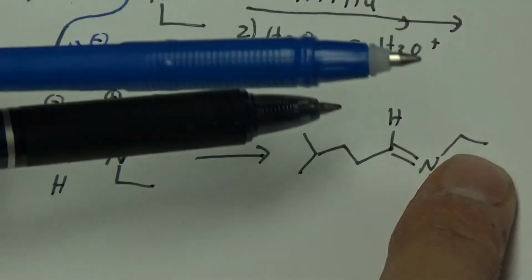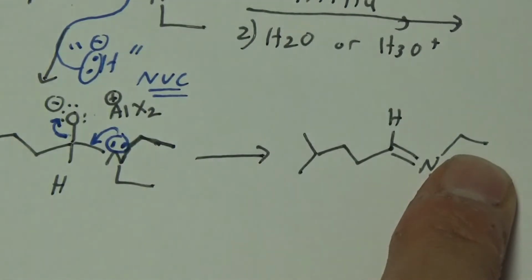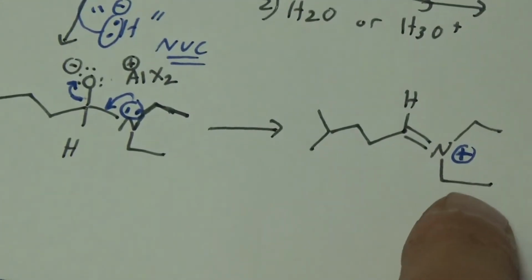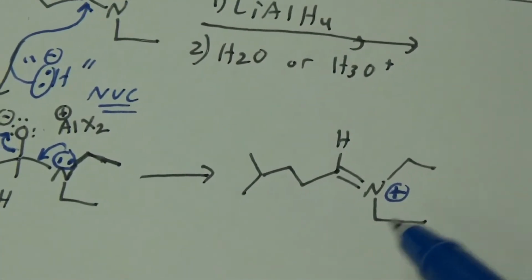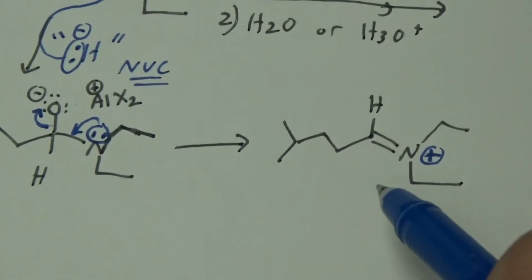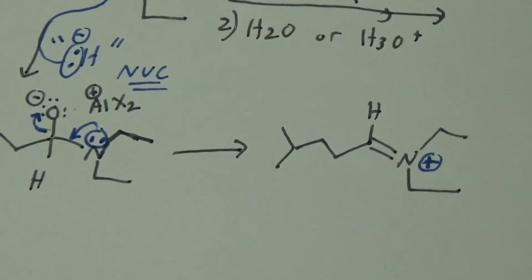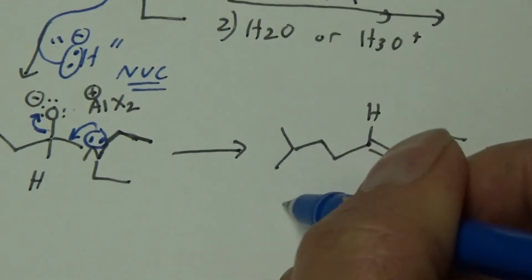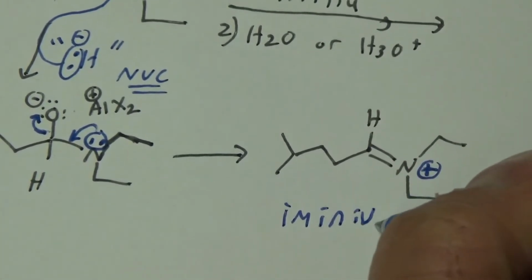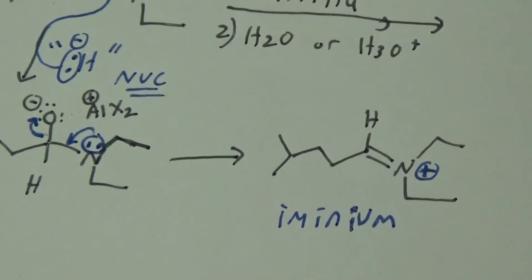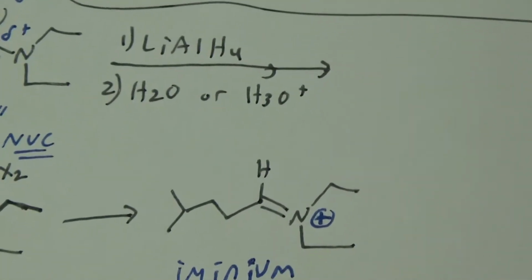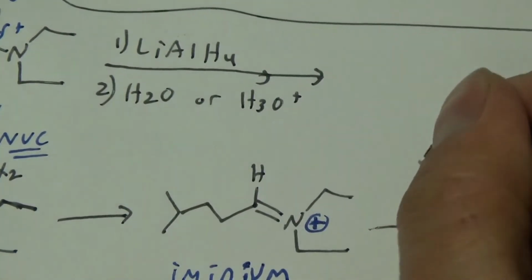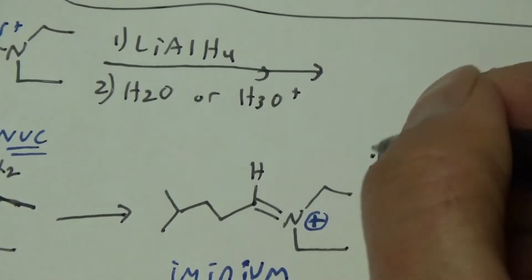It's C double bond N, and then you have an ethyl group. That would be an imine, I-M-I-N-E. But when you've got two ethyls and a positive charge, it's not an imine anymore. Anybody remember? I'm talking to you like you're all in a classroom right now. It's not imine, it's almost imine. It's iminium. Iminiums are these positively charged imine-type things, and they are electrophilic. They love to be attacked by nucleophiles. And so now H:- attacks again.